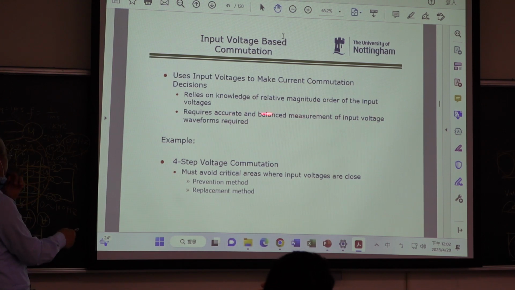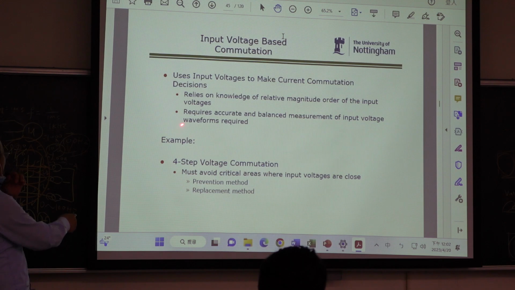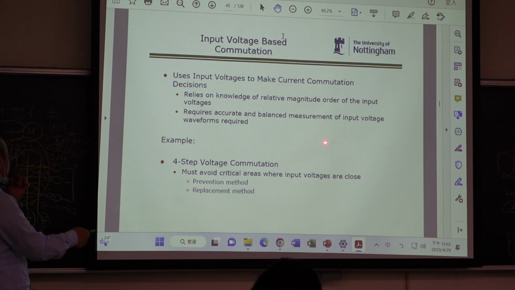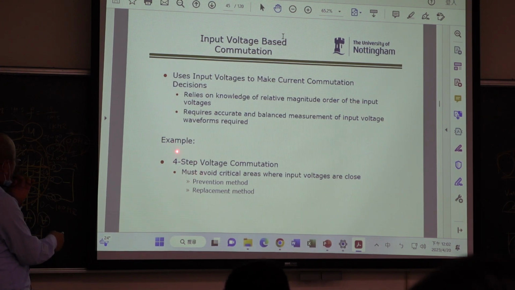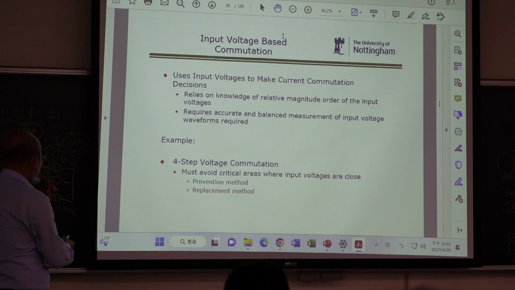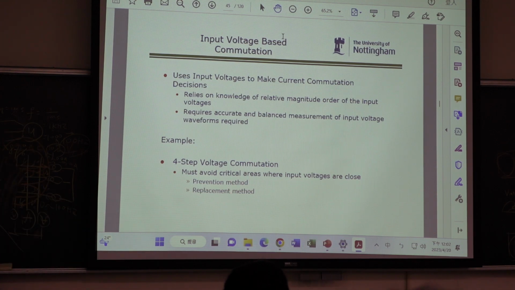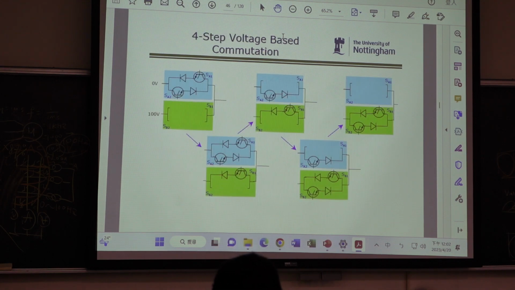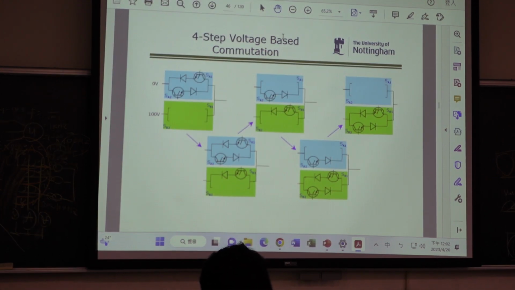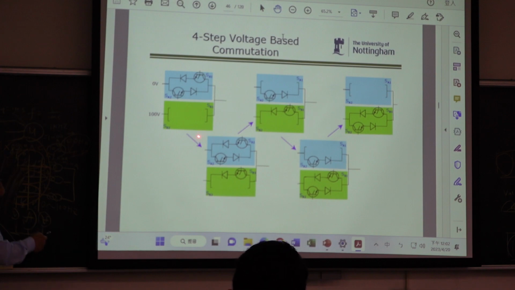So we need an input voltage sensor. Then we can consider the diode. What kind of diode should turn on when it is the peak value? So we have 4-step voltage commutation. Then we can avoid mistakes. So we can measure the input voltage to decide which one should turn on and which one should turn off.